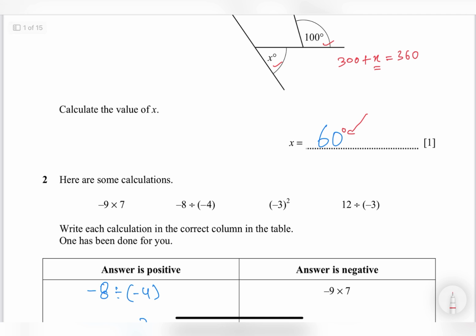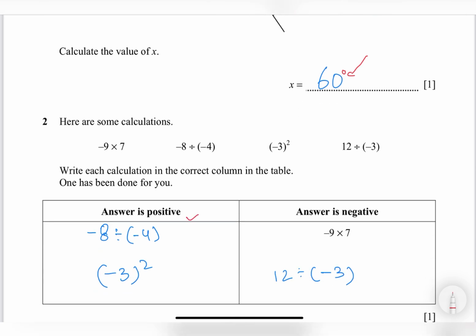Here are some calculations. Answer is positive or answer is negative. All of us know that if we multiply negative with positive, negative times positive is always negative. Now, negative divided by negative is always positive. If same signs are dividing or multiplying each other, repeat after me: same sign means positive, different signs means negative. See, minus 3 squared means minus 3 times minus 3. That is also same sign multiplying itself, so the answer would be positive. Over here, different signs, that means the answer would be negative.